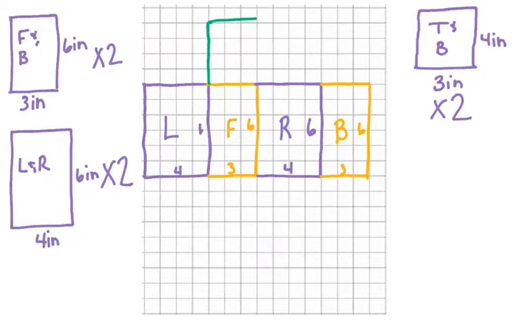I've got 3 inches wide. That was a terrible line. I've got 3 inches wide. And then I've got 4 inches tall again. So here's the top of my box. It is 3 inches wide and 4 inches tall.